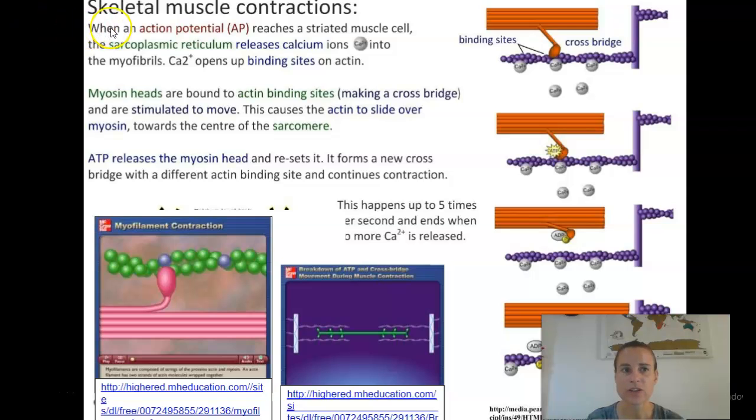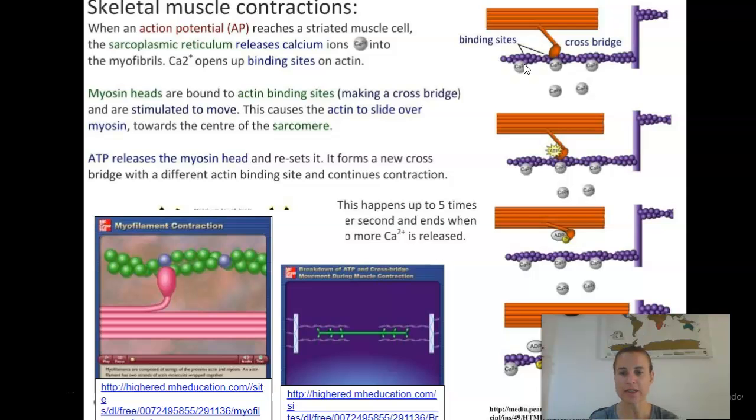An action potential has traveled along the motor neuron. It gets to the motor end plate, the neuromuscular junction, and it releases calcium ions. If you want to write it shorthand, it's Ca2+. That 2 should actually be superscript. And that calcium opens up the binding sites.